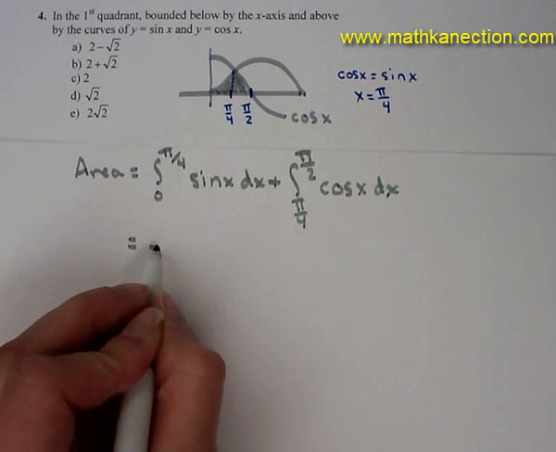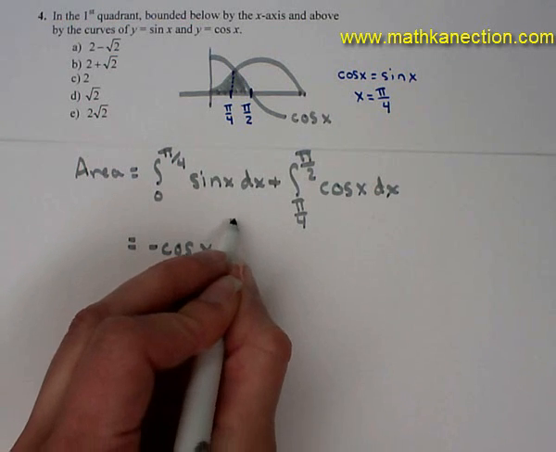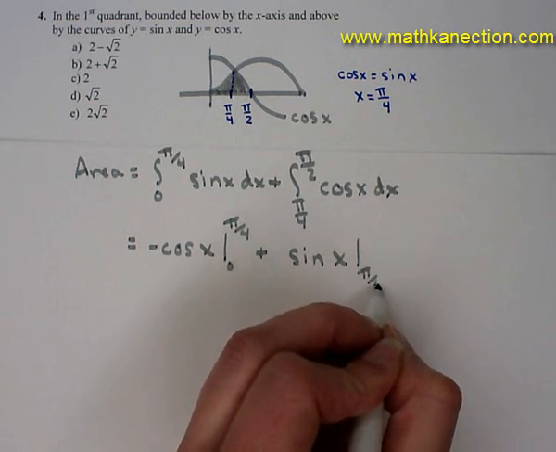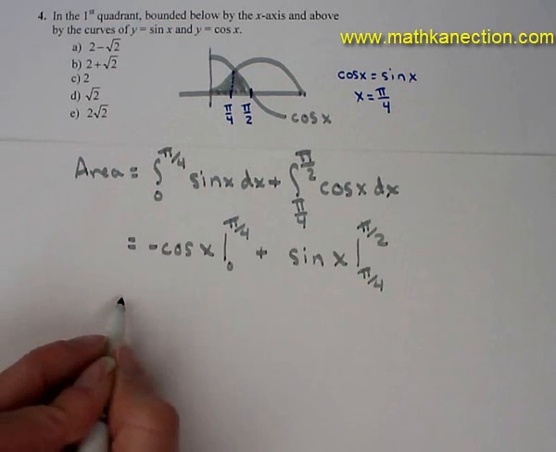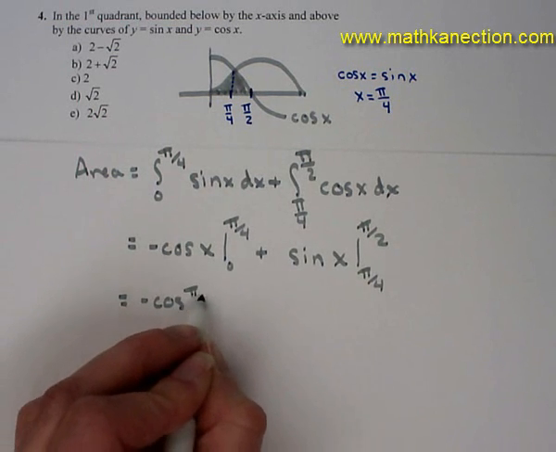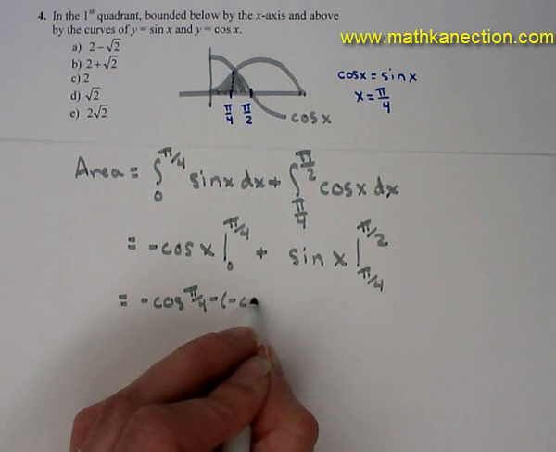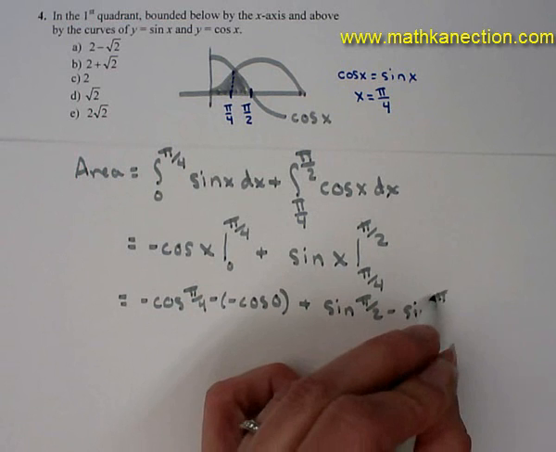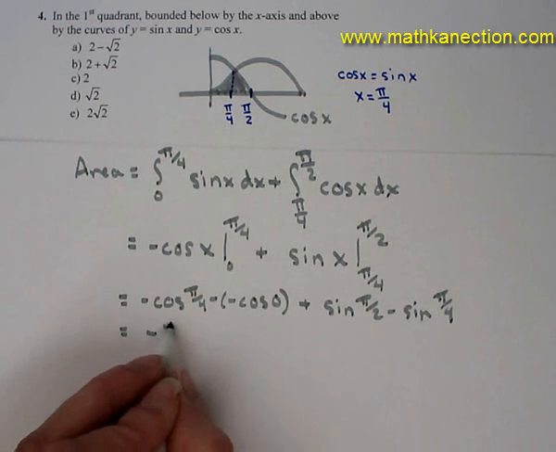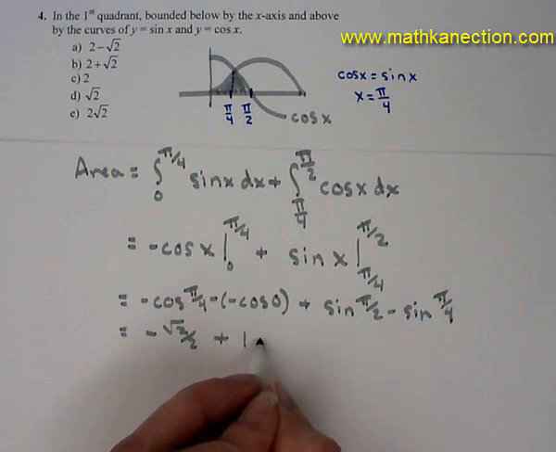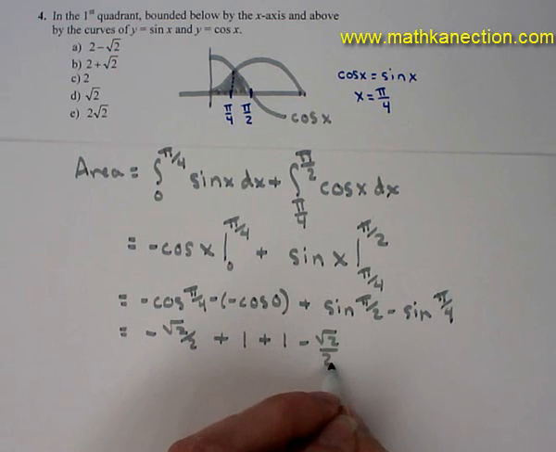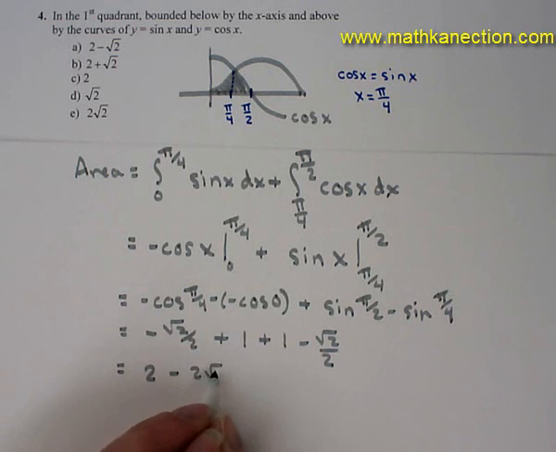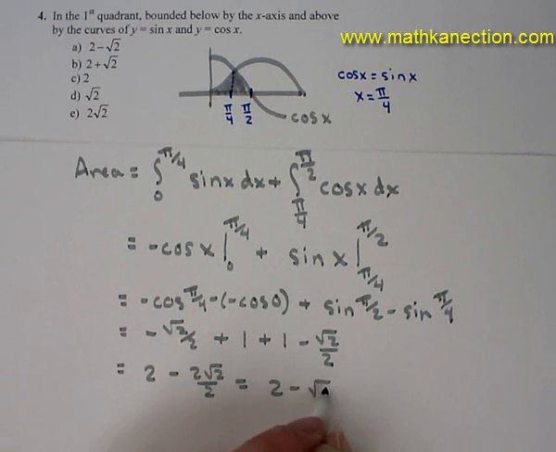Anti-deriving sine to get negative cosine from 0 to pi over 4. Anti-deriving cosine to get sine from pi over 4 to pi over 2. Then following the fundamental theorem of calculus, replacing in the values of pi over 4 and 0. And again, replacing in the values of pi over 2 and pi over 4. Simplifying to get negative radical 2 over 2 plus 1 minus radical 2 over 2, combining like terms. And then simplifying to get the answer of 2 minus radical 2.